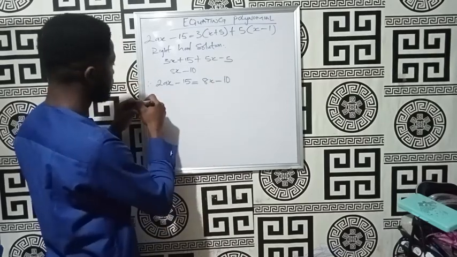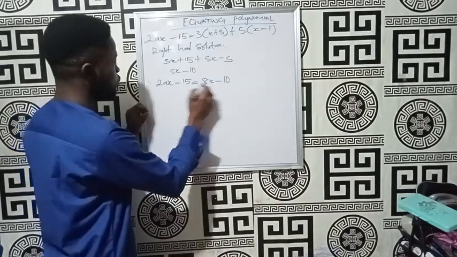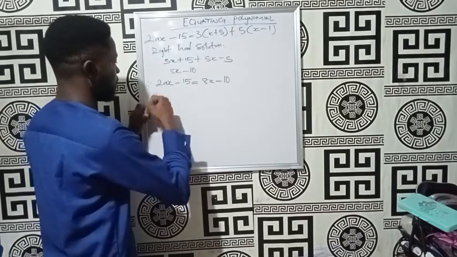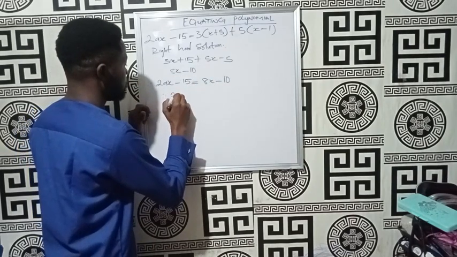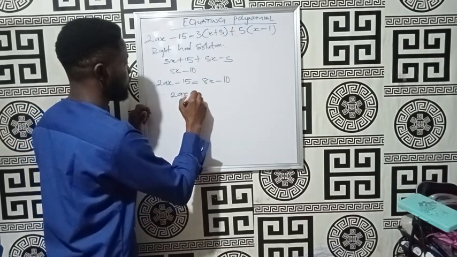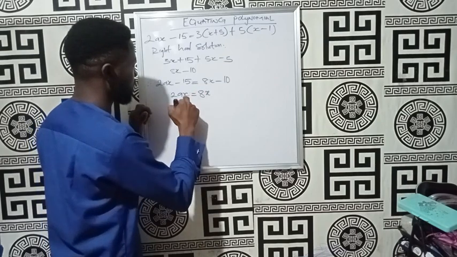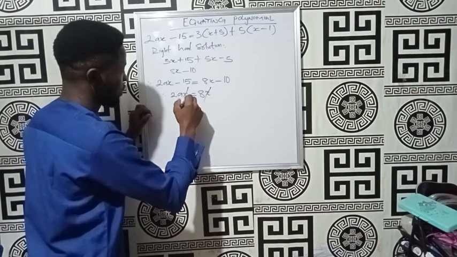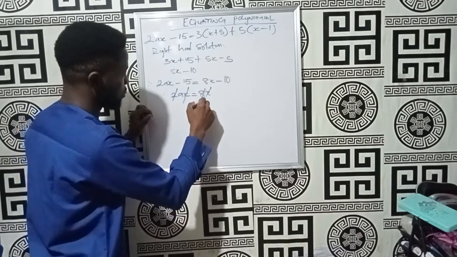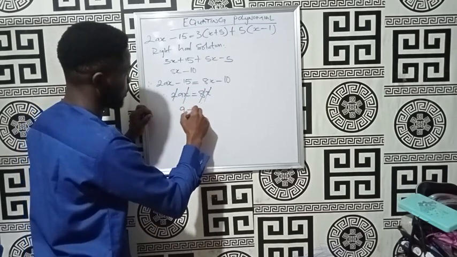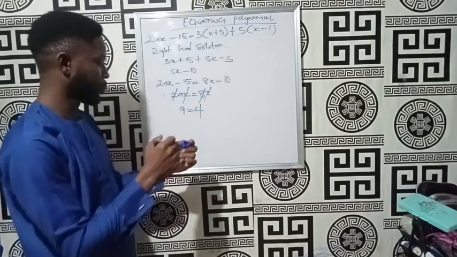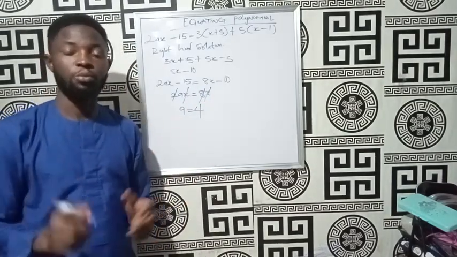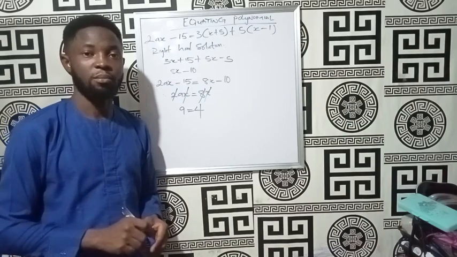So we equate them. This will be equal to this, so we forget about this other part. So we know that 2ax is equal to 8x because they have the same degree, right? Now we'll cancel the x, 2 times a will give us 4. So guys, this is how to solve equating polynomials in SAT mathematics.